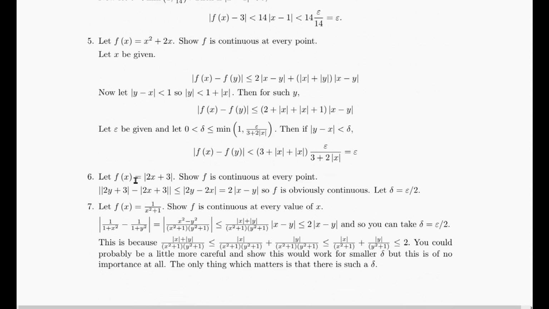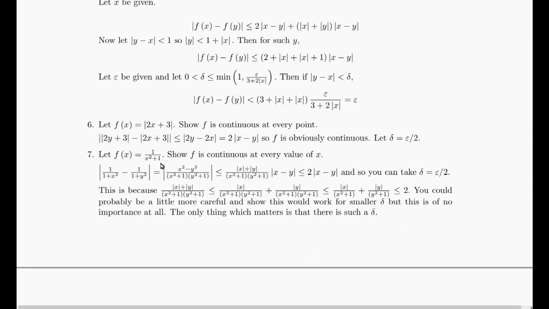All right, show that if you have f of x equal absolute value of 2x plus 3, then f is continuous at every point. Well, I take absolute value of the difference, you see, and that's smaller than this. That's 2 times absolute x minus y. So f is obviously continuous. You could just let delta be epsilon over 3.